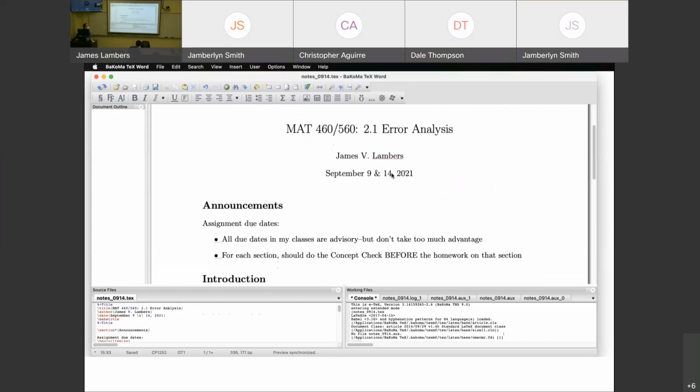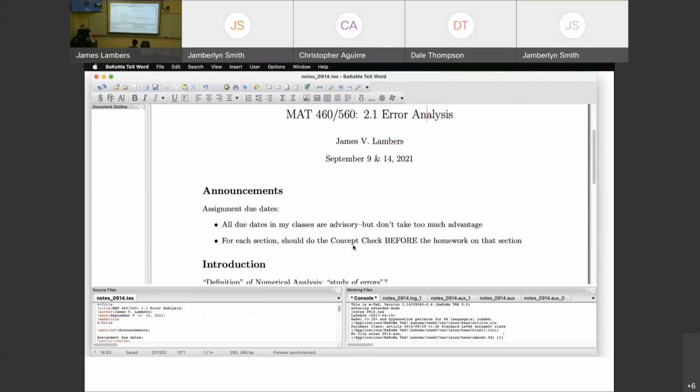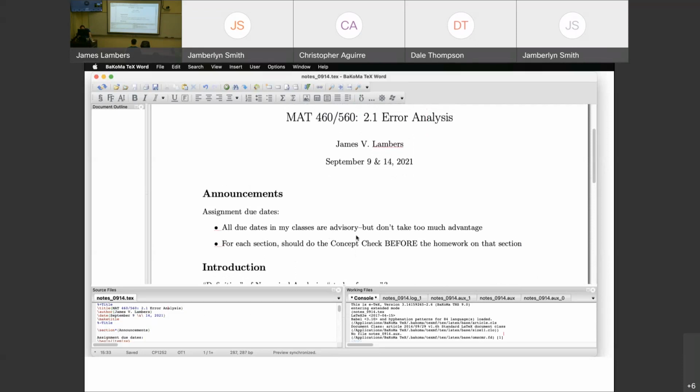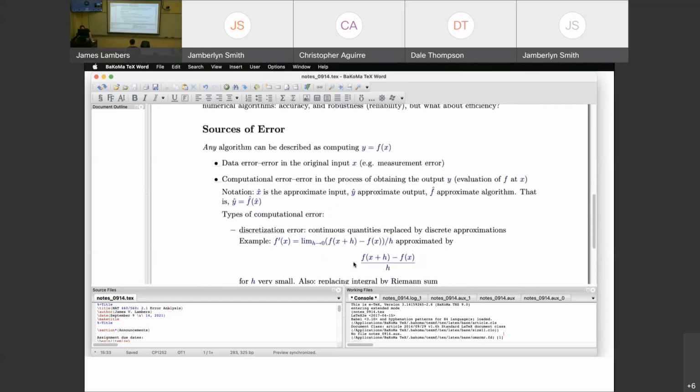Those of you just joining the recording, you missed when I discussed this announcement, but here's the idea. Don't worry about getting things done on time, to a point, and do a concept check for that section before a homework on that section. It's a reading quiz, so read the stuff and you'll be fine. Okay. So you don't scramble to get two things in to do tonight. I'm not going to be looking for them.